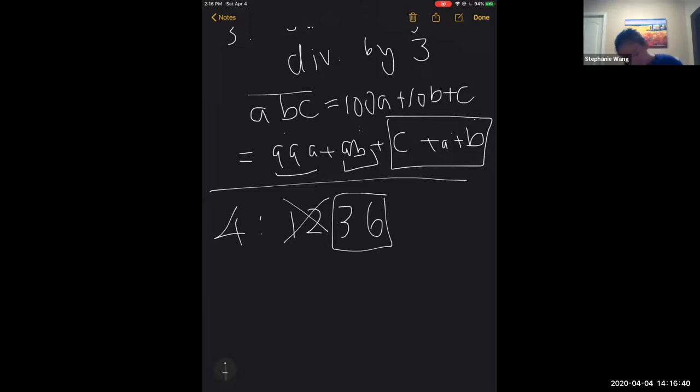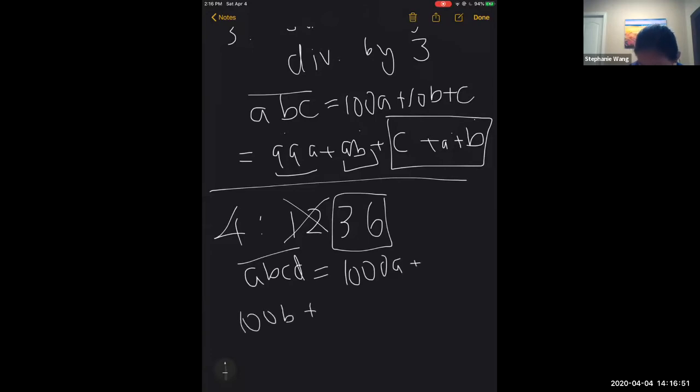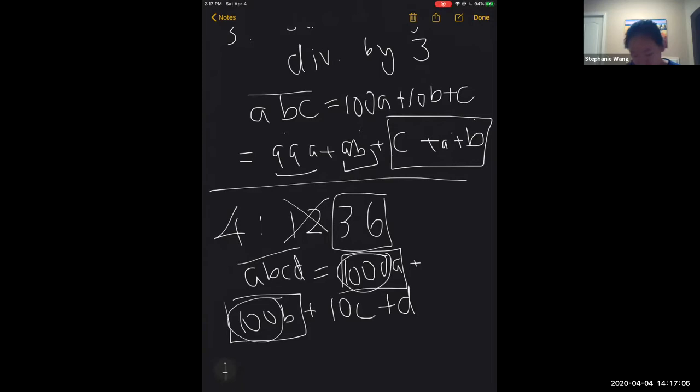And the reason why is because if we have, let's say, a number ABCD, we can rewrite this as 1000A plus 100B plus 10C plus D. And if you look at it, 1000A and 100B are 100% going to be divisible by 4, because 1000 is divisible by 4 and 100 is also divisible by 4. So the only part of ABCD that we care about is 10C plus D, which is also just the last 2 digits in the number form.